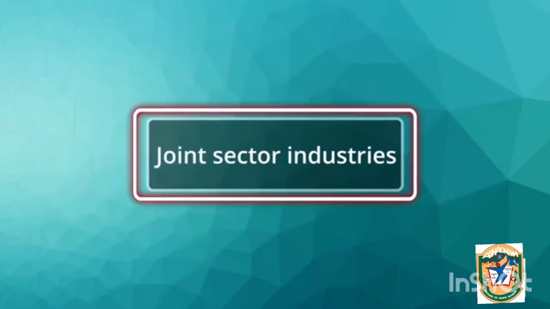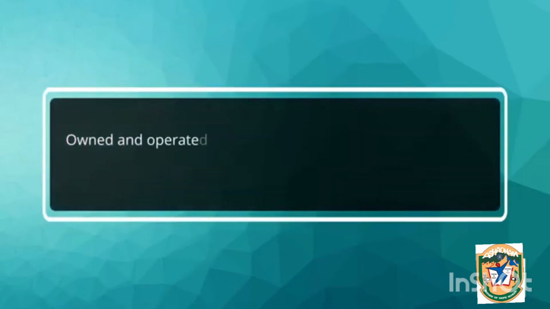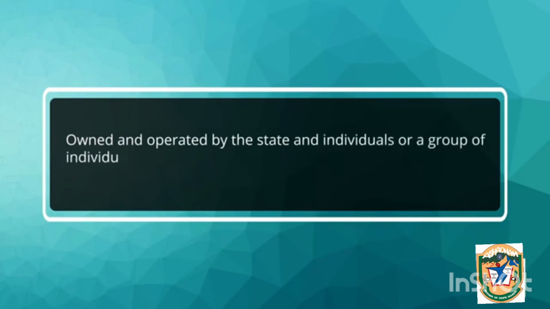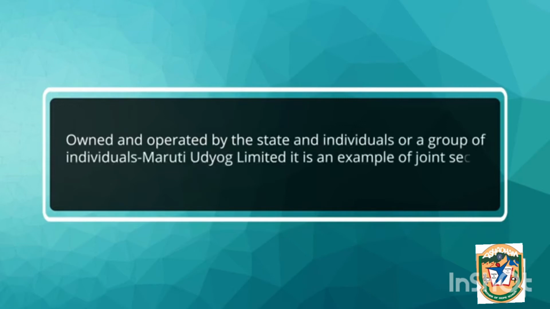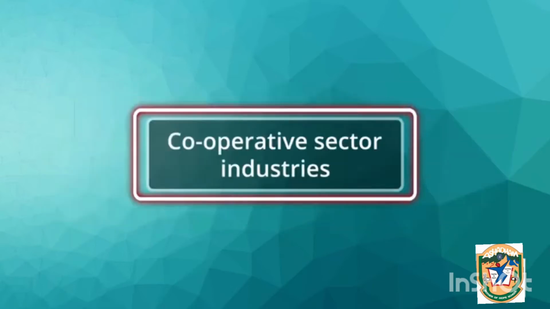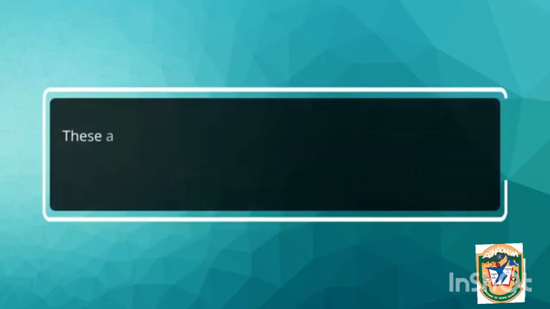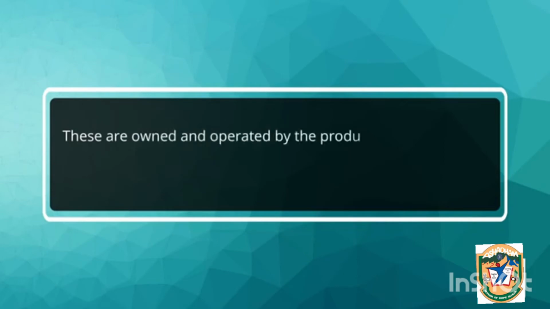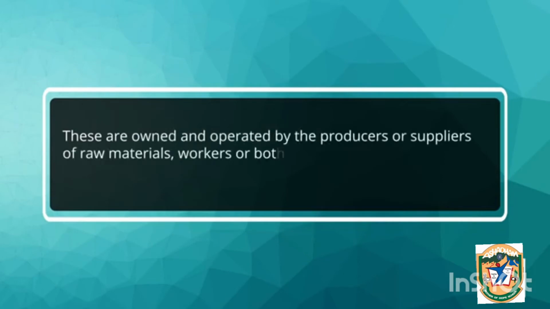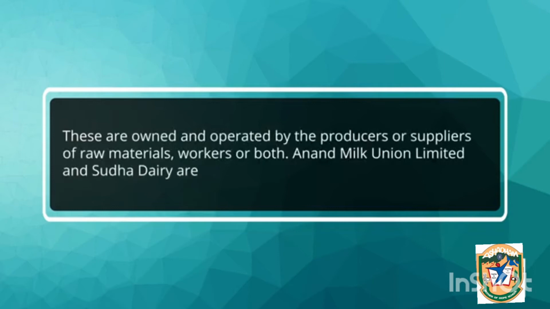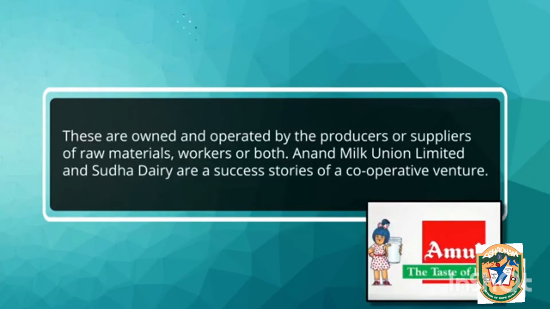Third one is joint sector industry. An individual or group of individuals along with the state owns such industry. An example of this is Maruti Udyog Limited. Now the last one is cooperative sector industry. The suppliers or producers of raw materials along with the workers, or even in some cases consumers, own this industry. So the Dairy and Anand Milk Union Limited are examples of cooperative ventures that we have seen been successful.